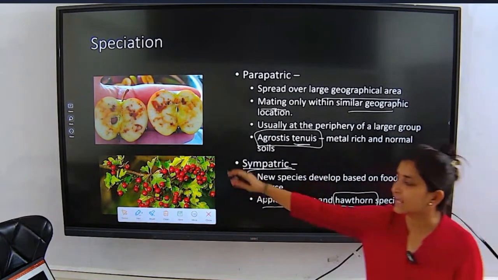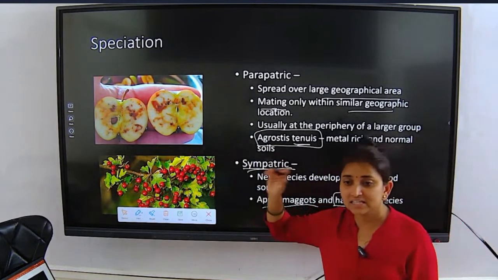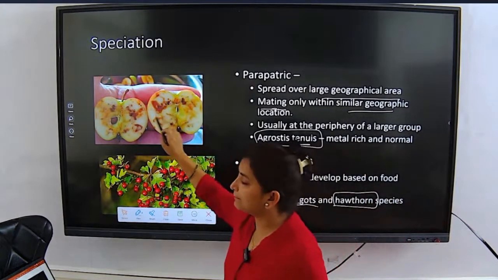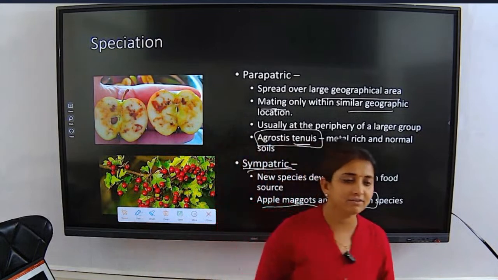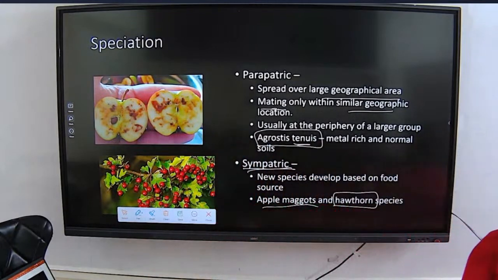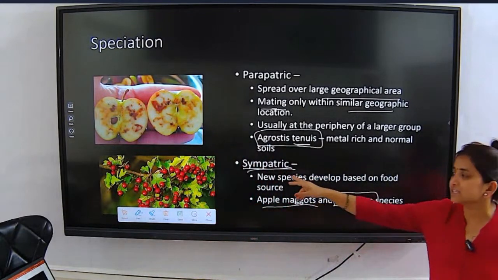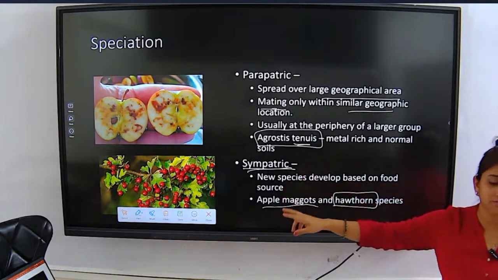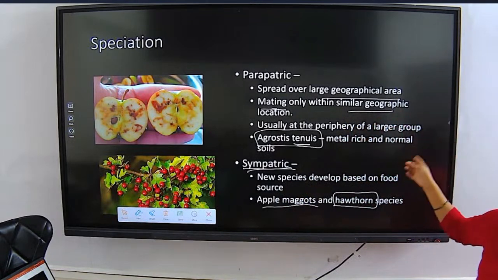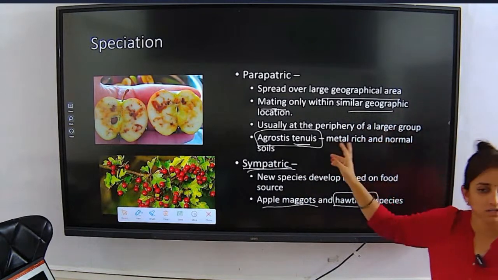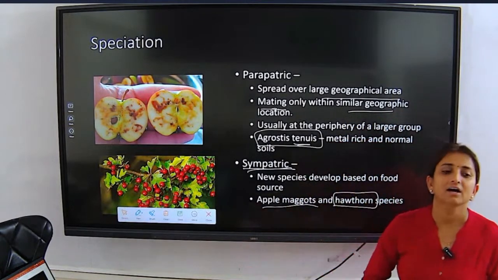Okay, this looks like apple. These insects by the name apple maggots started to live on this also, and we started calling them a different species. Now by logic, just because they are eating something different, we are calling them separate species. Or here also, just because they started living on metal rich soil, we started calling them separate species, right?